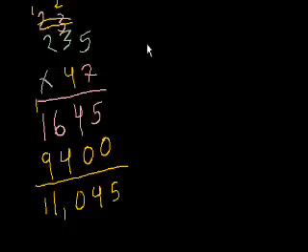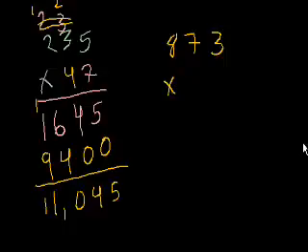Let's do another problem. Let's say I had 873 times, and I'm making these numbers up on the fly, so bear with me. 873 times some high numbers, 90, and I'm doing them in different colors just so you hopefully get a better understanding of what I'm trying to explain. Let's say 97. No, I just used a 7. Let's make it 98.